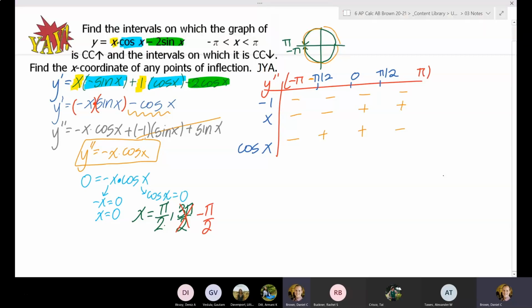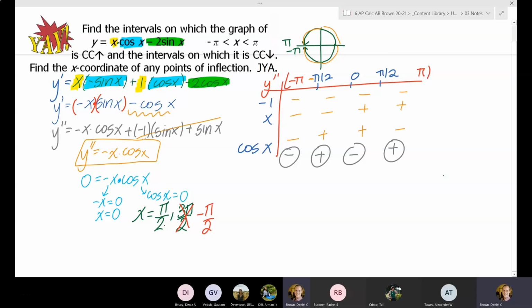And then from there, we can figure out what the intervals are overall. So that first interval, we had a negative times a negative times another negative. Three negatives makes that whole interval negative. Next interval, two negatives makes it a positive. One negative makes it a negative. Two negatives makes it a positive.